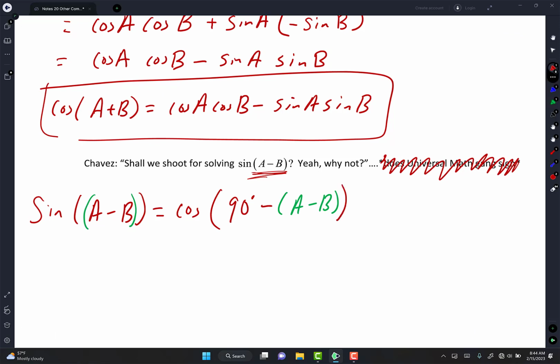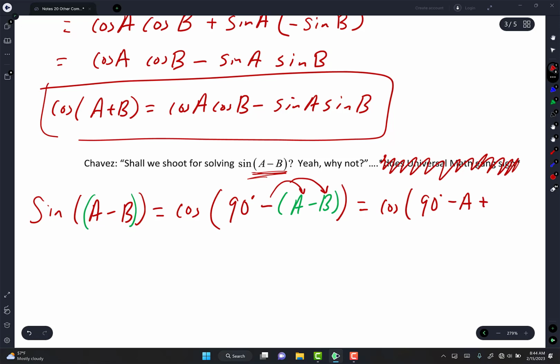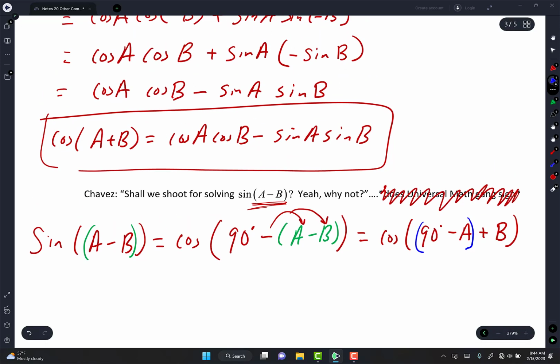Is everyone okay so far? All right, I'm going to distribute this. Cosine, 90 degrees minus A. Negative times a negative is a positive. I can choose how to group however I want. I'm going to group the 90 with the A like that. That's going to be as one angle. Are we okay? So you can already see, guys, this plus is going to be that plus right there.